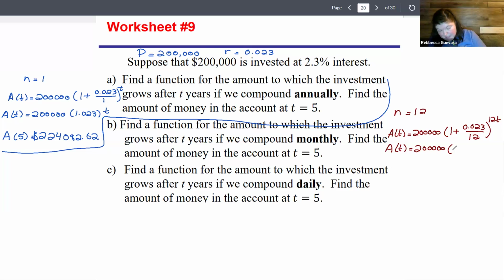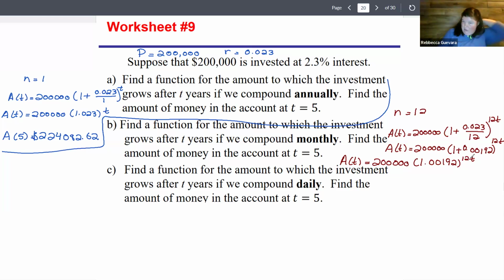So what you're going to get is 0.023 divided by 12. It'll be quite a number, so we're going to do some rounding here, but it's going to be 1 plus 0.00192. Like I said, I'm doing a little rounding, 12 to the T. So A of T is going to be 200,000 times 1.00192. That's what we're growing by each time that we compound, 12 to the T.